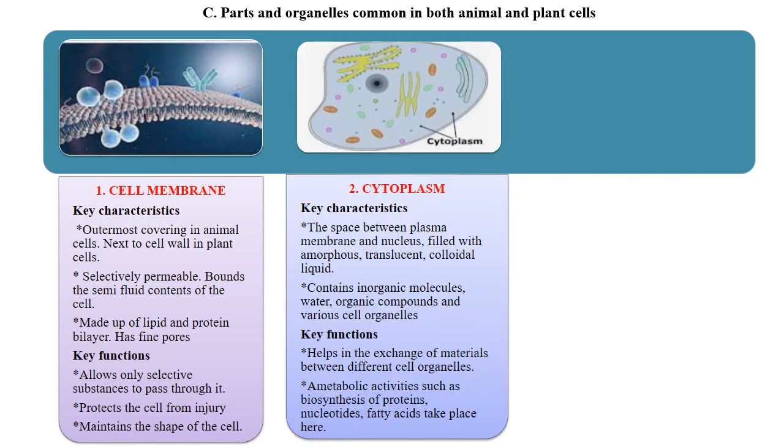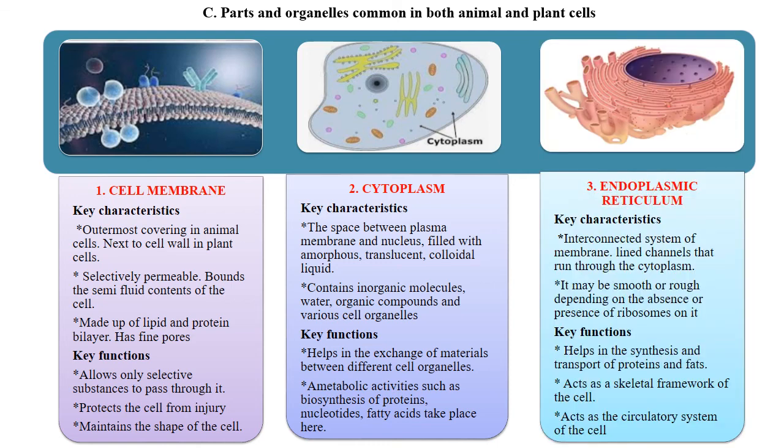Cytoplasm. Key characteristics. The space between plasma membrane and nucleus filled with amorphous translucent colloidal liquid. Contains inorganic molecules, water, organic compounds, and various cell organelles. Key functions. Helps in exchange of materials between different cell organelles. All metabolic activities such as biosynthesis of proteins, nucleotides, fatty acids takes place here.